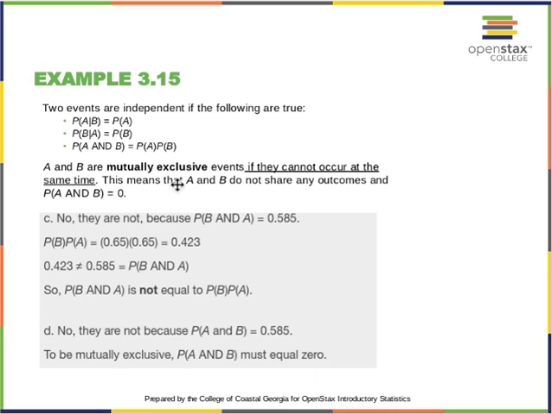And lastly, A and B are mutually exclusive events if they cannot occur at the same time. Are these mutually exclusive? No, because probability of A and B is 0.585. You can make the first and make the second. They are occurring at two separate times. It's not either a make or miss. They are two separate events, and thus they are not mutually exclusive. Making the first does not mean that he cannot make the second.